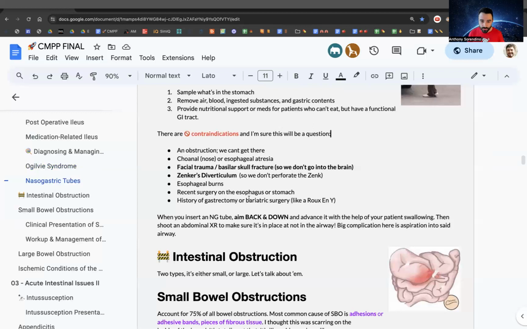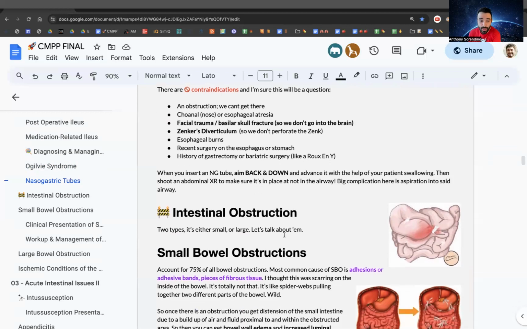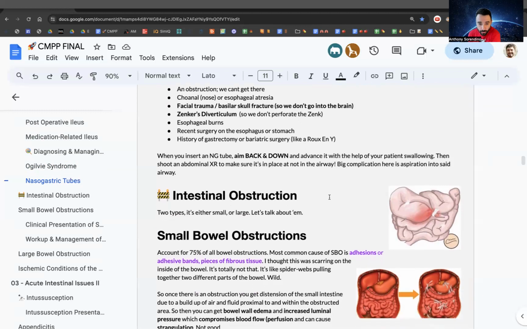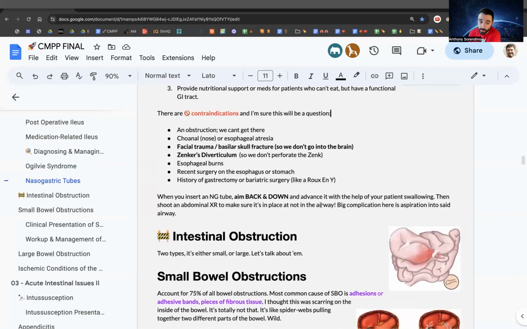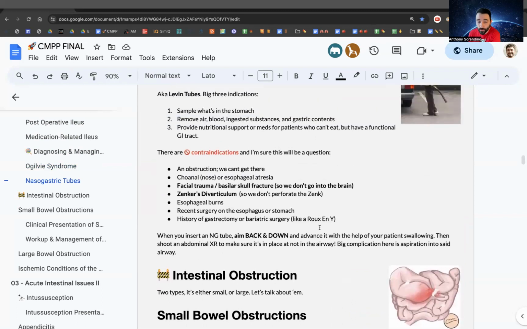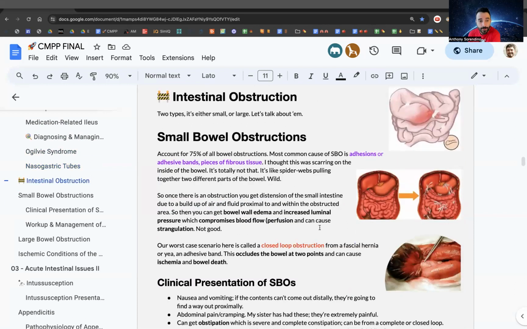Other things like burns and a history of a gastrectomy or a bariatric surgery. If they have a small stomach, if their stomach was stapled or they've had a gastric sleeve or issues, an NG tube's probably not a good idea. Aim it back and down, and you can advance it with the help of your patient. They can swallow. You can shoot an x-ray after to make sure it's in place and not in the airway, because a big complication is aspiration. You don't want to give them the NG tube and then start giving them meds or start sucking air out. So keep an eye out on that.